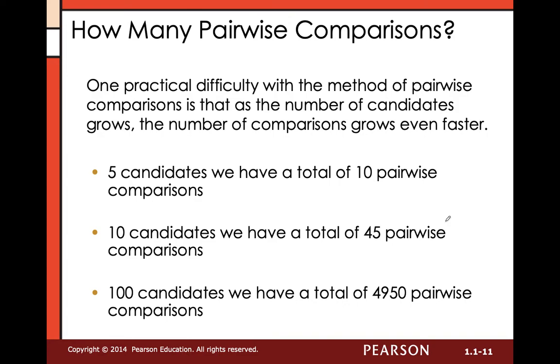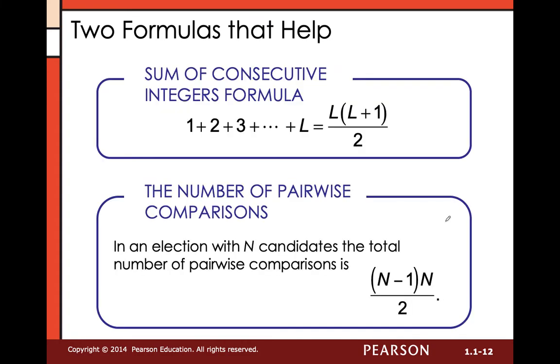So, how many pairwise comparisons do you have to do? One practical difficulty is that the number of pairwise comparisons grows very fast as the number of candidates grows. So if you have 5 candidates, you only have a total of 10 pairwise comparisons. If you have 10, you have a total of 45, and by the time you get to 100 candidates, which would be a lot for an election, you have 4,950 pairwise comparisons that you'd have to do.